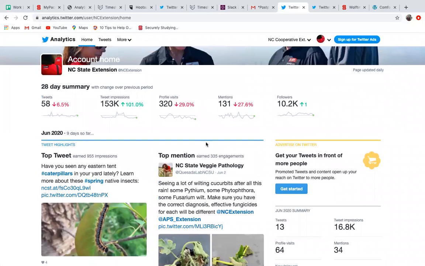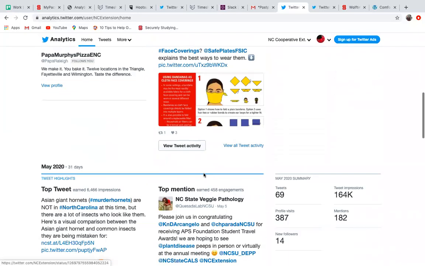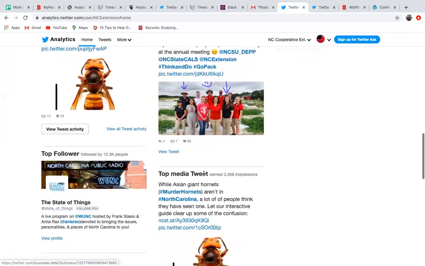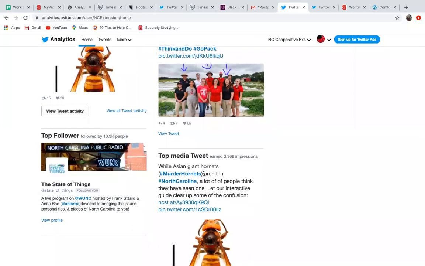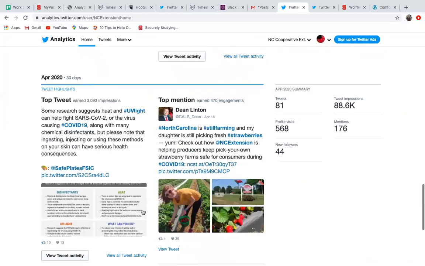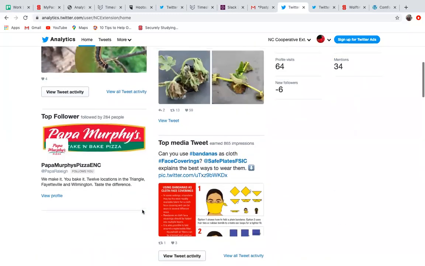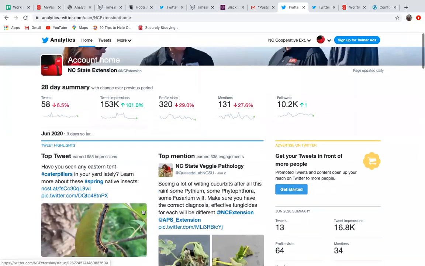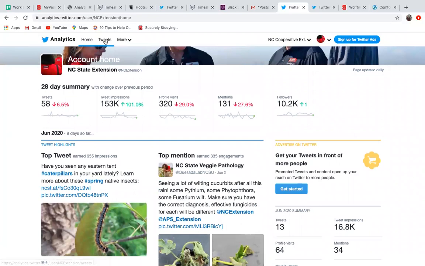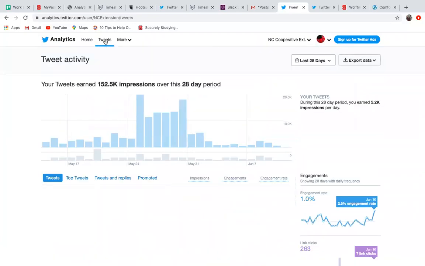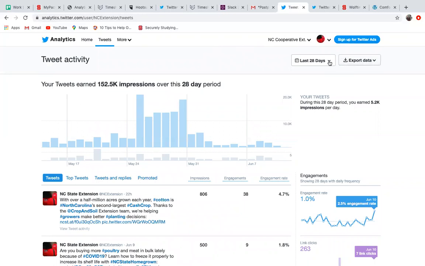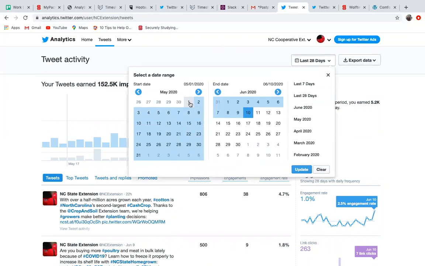So that just gives you like a yearly overview if you want to see in general what tweets are performing the best on your account. If you want to go into a more in-depth look into it, you can click on tweets at the top right here. And I always like to look at this data on a month-by-month basis.